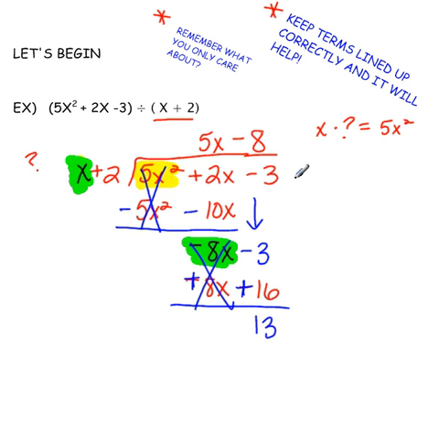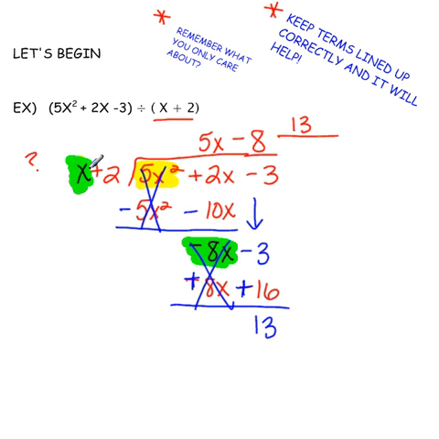Do we have anything else to bring down? No, we do not. So we're working with 13 as our remainder. So this is what's going to happen. Let me move this over here. We're going to write our remainder like this.